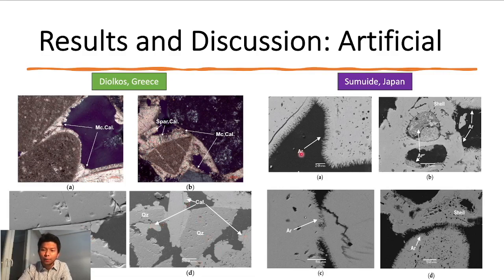For the case of the artificial beach rock in Japan, we have well-developed crystals of aragonite coating the sediment right here. We have crystals of aragonite and matrix cement working as a pore filling in this foraminiferal shell. Again, here, the two sediments are well joined by the aragonite crystals. And again, these two grains right here are, as you can see, the aragonite needles are well developed.